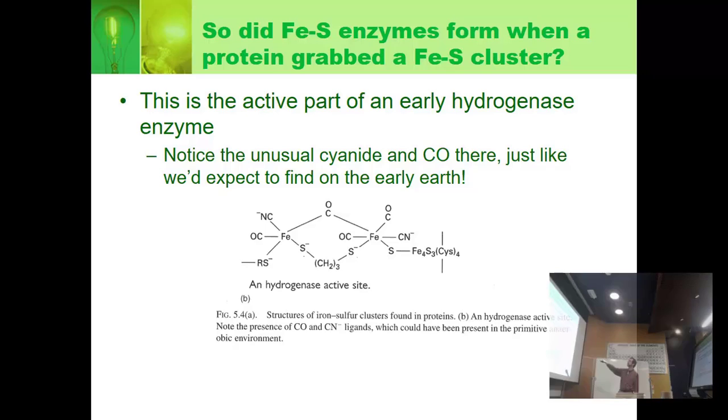There's 2 irons, there's a bunch of sulfurs, there's some bridging atoms, and if you look around, you see some awfully weird things. In fact, you see carbon monoxide twice, 3 times, and 4 times. I keep losing track of the carbon monoxides. And you see 2 cyanides. You all know that cyanide and carbon monoxide are not normally used by our life enzymes. But this bacteria actually uses them.